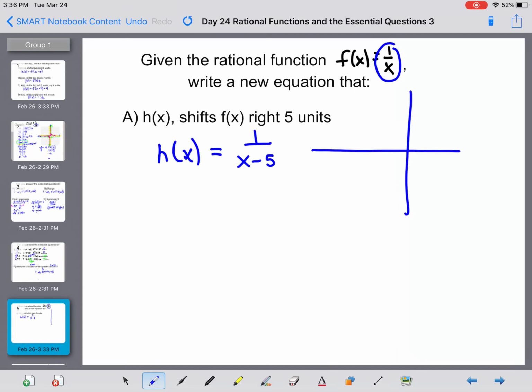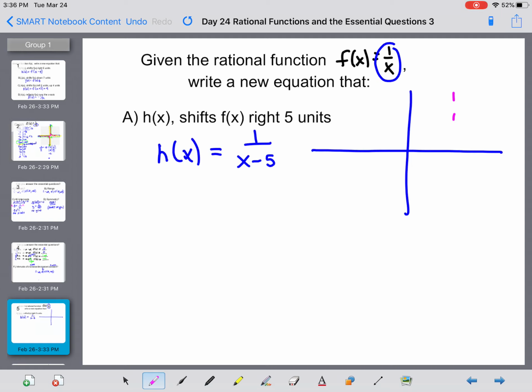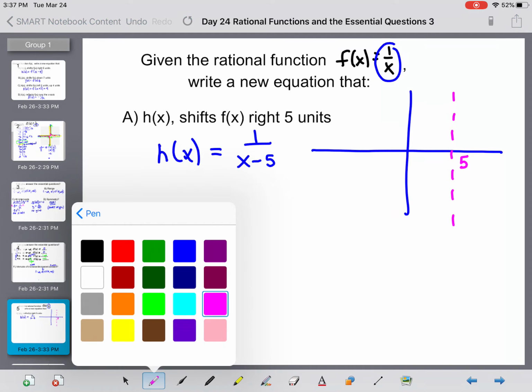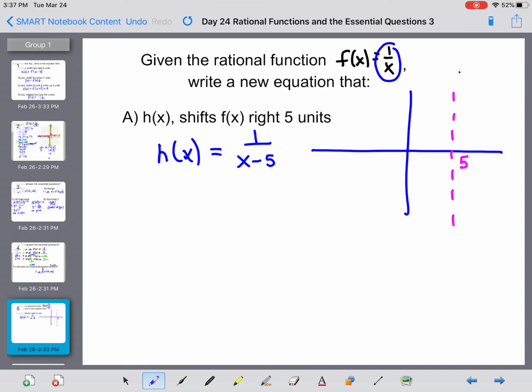So if I look at a quick sketch right here, I'm going to shift it to the right 5 units. So I'm going to draw a little vertical line right here. I'm going to dash it. It's not really part of my graph, but I'm going to use it as a guide to help me visualize this graph moving to the right 5 units. So nothing else has changed other than this graph has moved right 5 units. So it's going to be doing something like this.